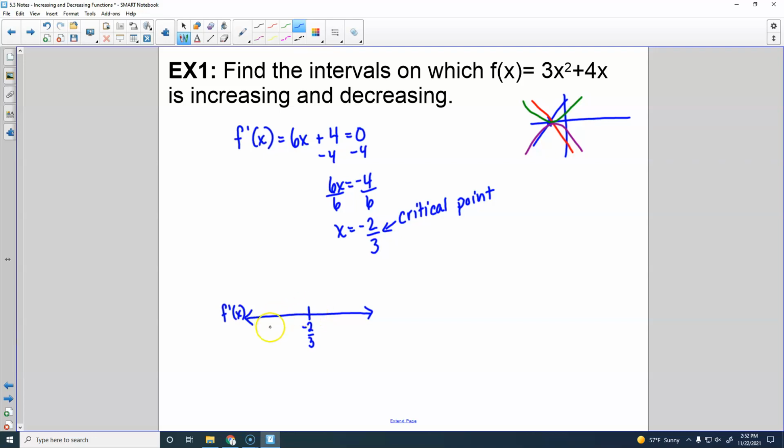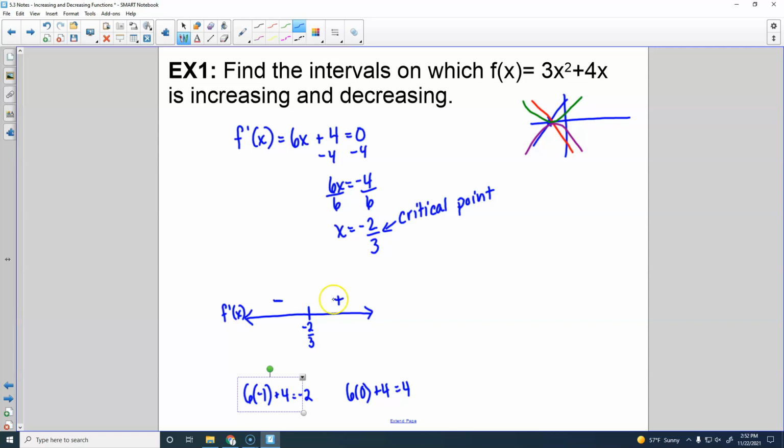So what's an easy number to pick that's less than negative 2/3? Not 0. Negative 1 would be good. So negative 1, that would give me negative 2. So this is negative. That tells me everything in the section is negative. 0 is a good one on the other side. If I pick a number like 0, 6 times 0 plus 4 would just be 4, which is positive. So that tells me everything in this section would be positive.